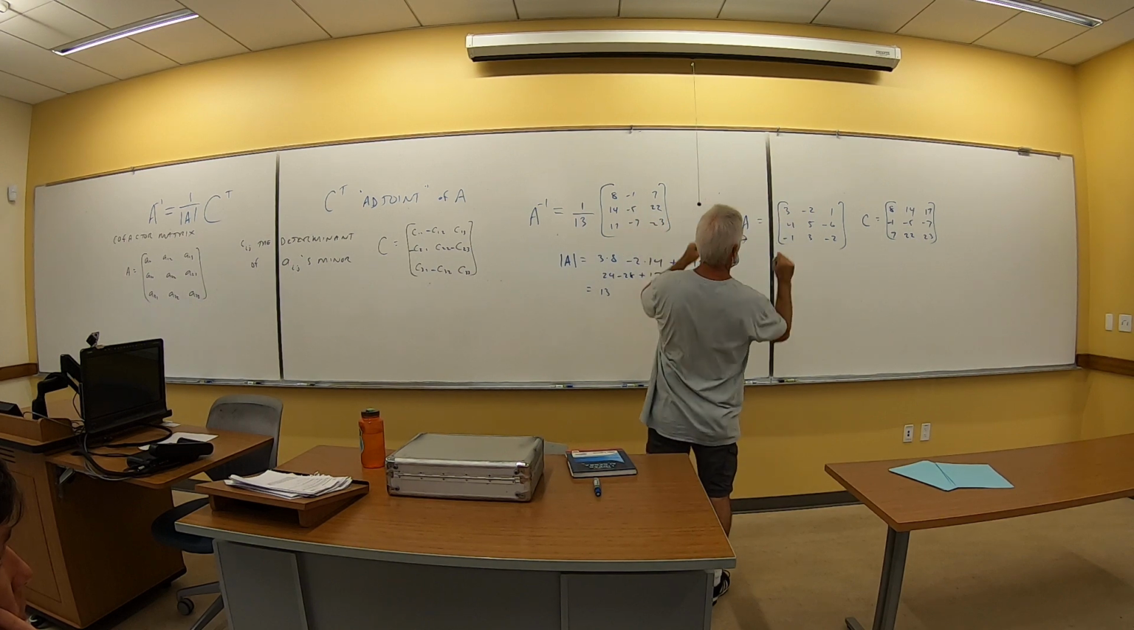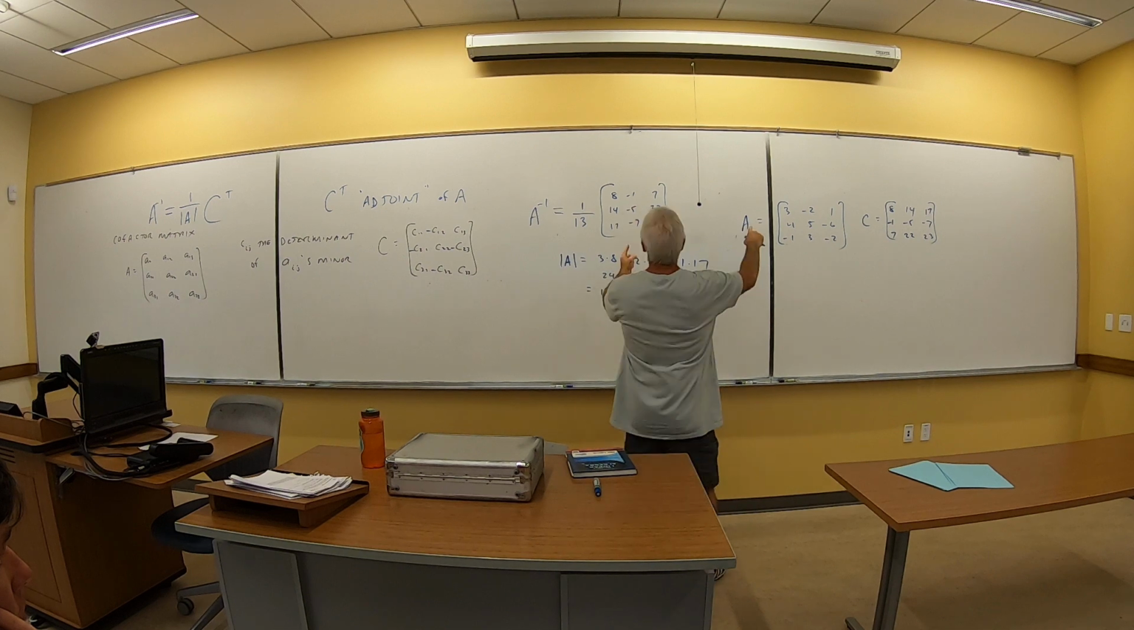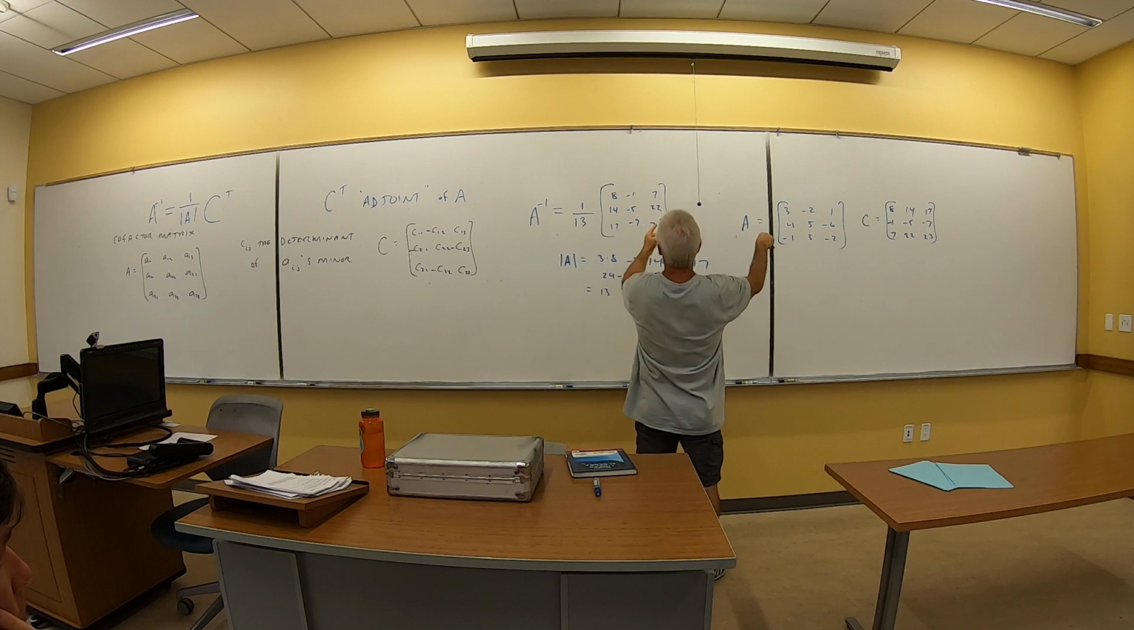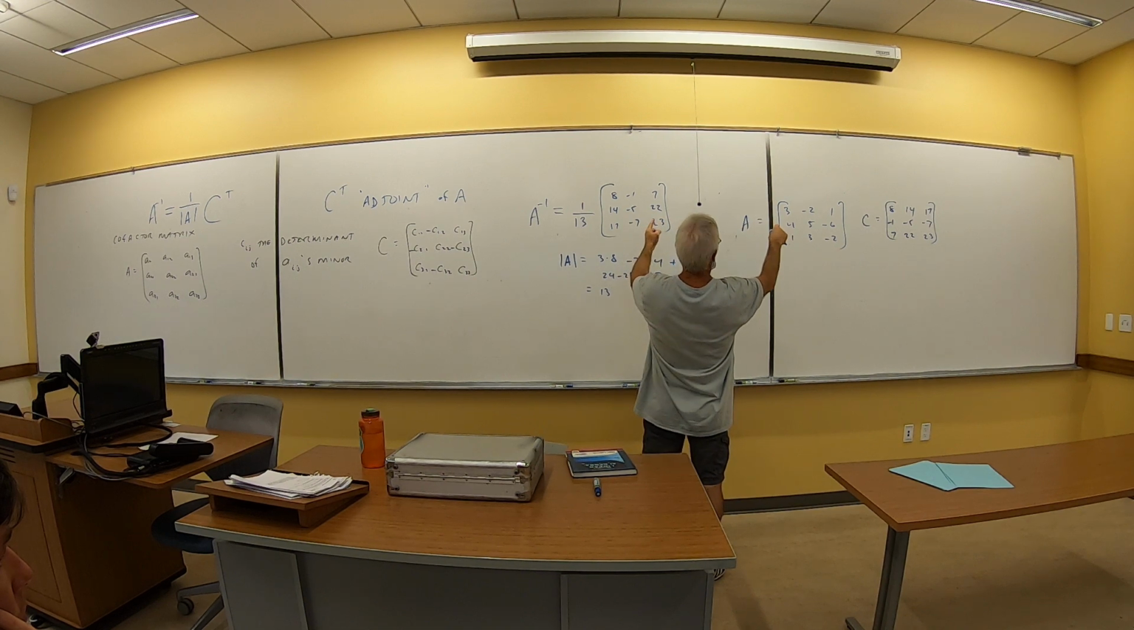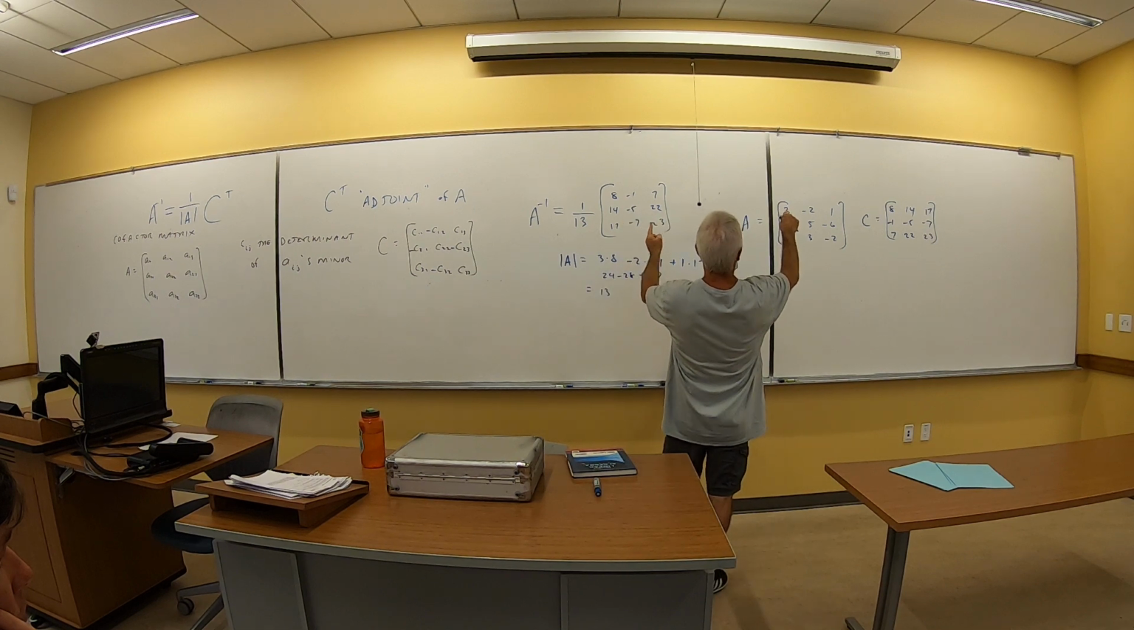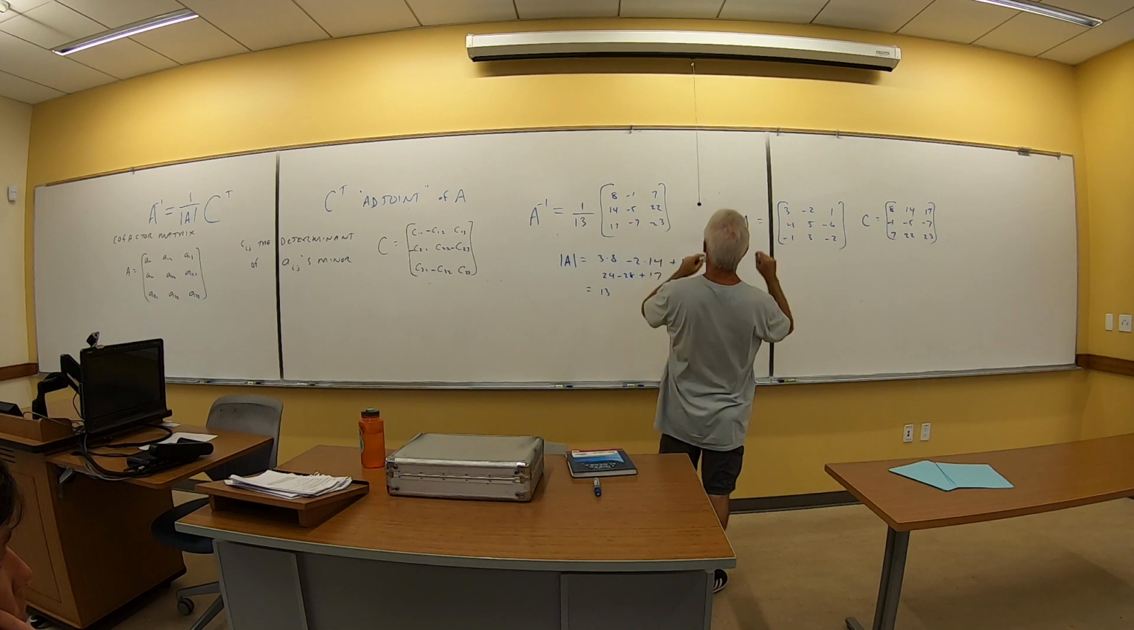8 plus 6 minus 14, that's 0. Good start. 42 minus 20 minus 22, that's 0. Negative 28, negative 25, plus 66, that's 13. That was good. 14 plus 30 minus 44, that's 0.